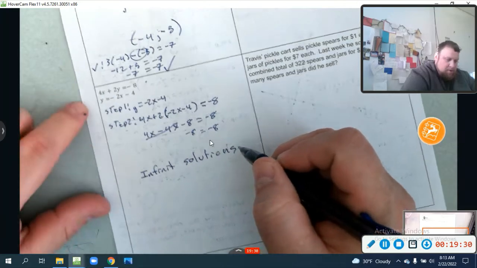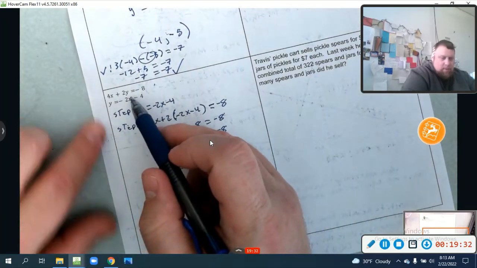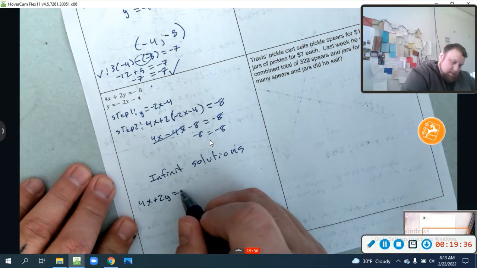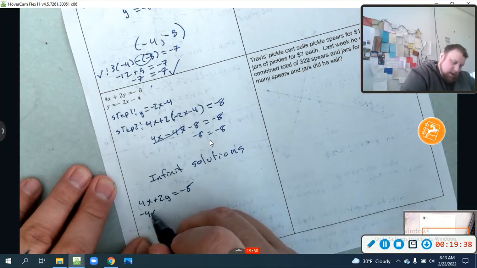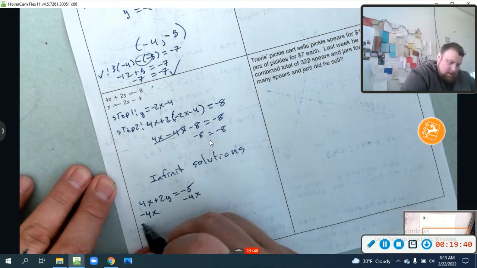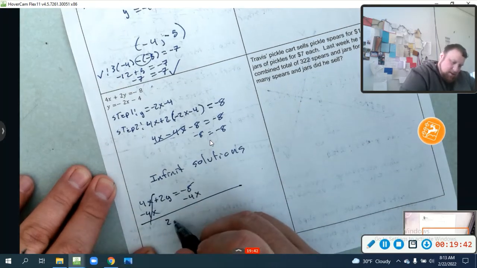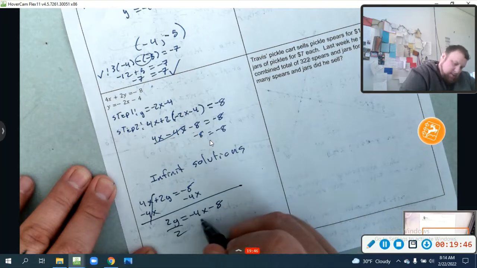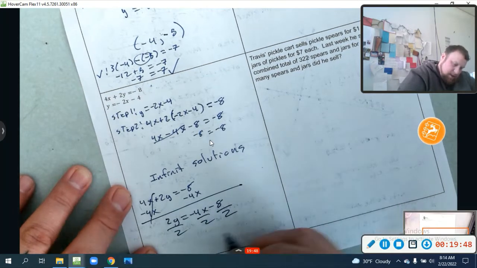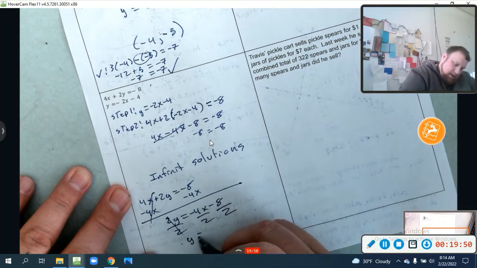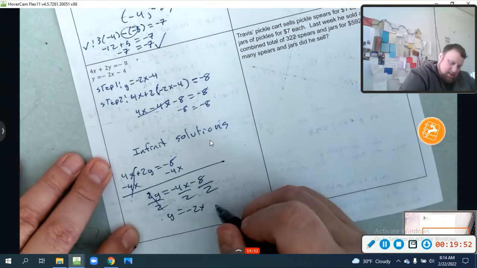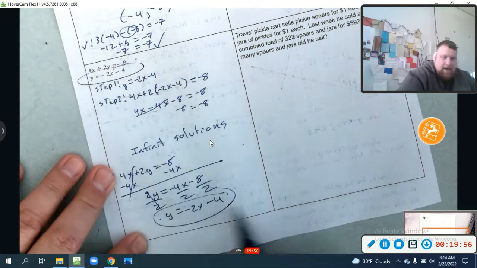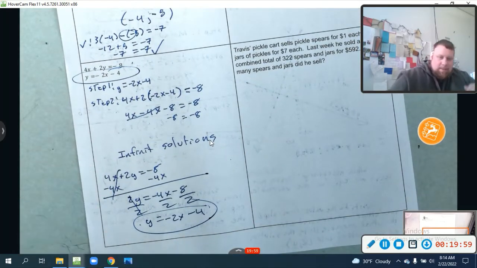We can always prove that. I'm going to solve this top one for y. So 4x plus 2y equals negative 8, minus 4x, minus 4x. I get 2y equals negative 4x minus 8. Divide both sides by 2. And I get y equals negative 2x minus 4, which is exactly the equation we had right there. So they are indeed the same line. This is our check.